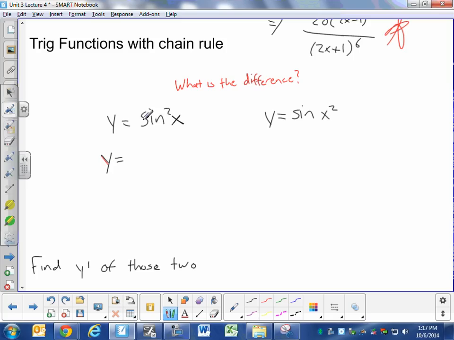Sine squared x is sine x times sine x, or it's all about where the parentheses are, sine of x squared. The reason why they write it like this is just for saving space, I guess. And also the reason why they write it like this is so they don't get confused with this. This is sine of x squared.